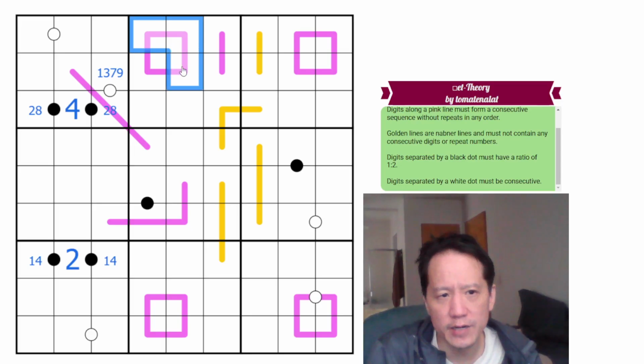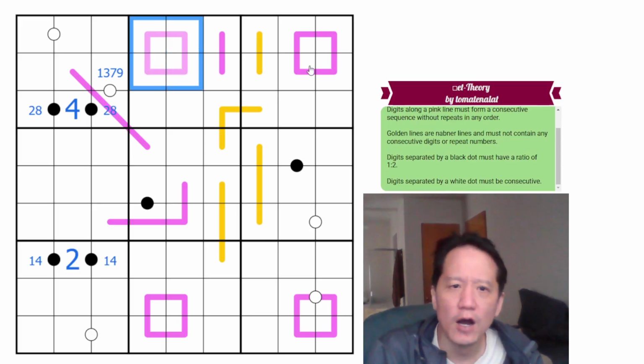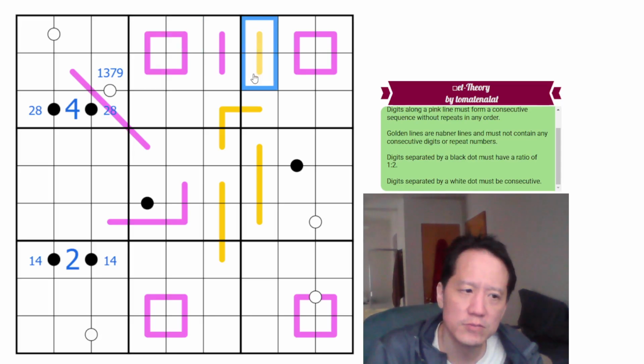8, again, cannot be on a Nabner line. Oh, I see the problem that I had. It was here. This could be 2 and 4.